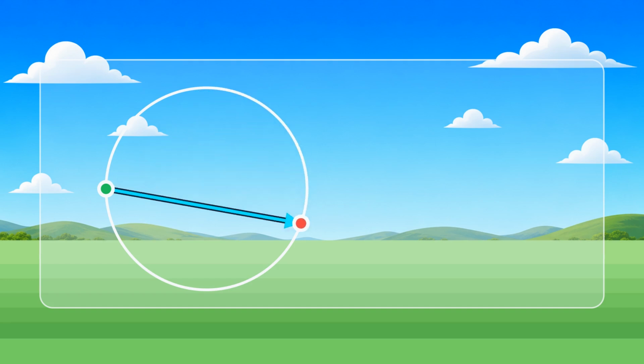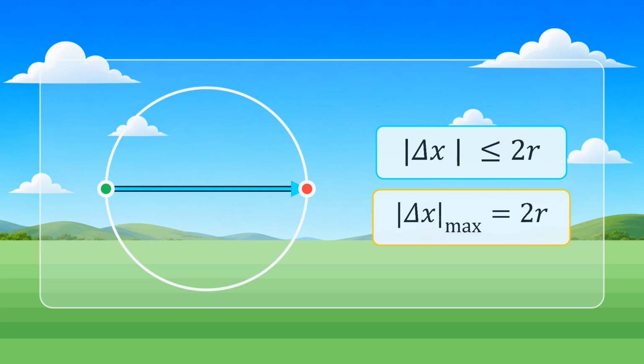This also reveals the greatest possible displacement magnitude between 2 points on a circle. As the final point moves around the circle, the straight separation changes. It becomes greatest when the final point is exactly opposite the initial point. Those 2 points are separated by a diameter. So the magnitude of displacement can never exceed 2r, and its maximum value is 2r.